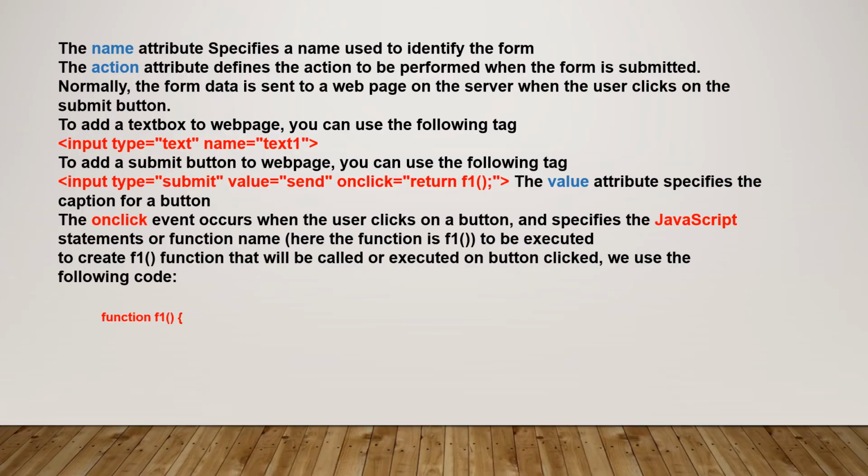The name attribute specifies the name used to identify the form. The action attribute defines the action to be performed when the form is submitted. Normally, the form data is sent to a web page on the server when the user clicks on the submit button.